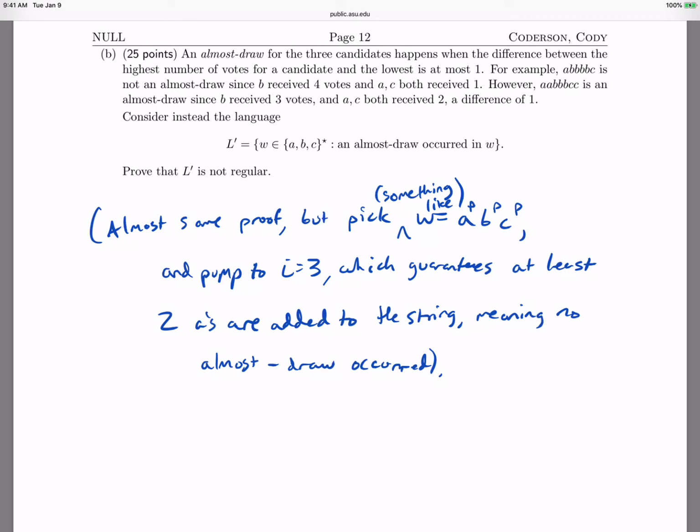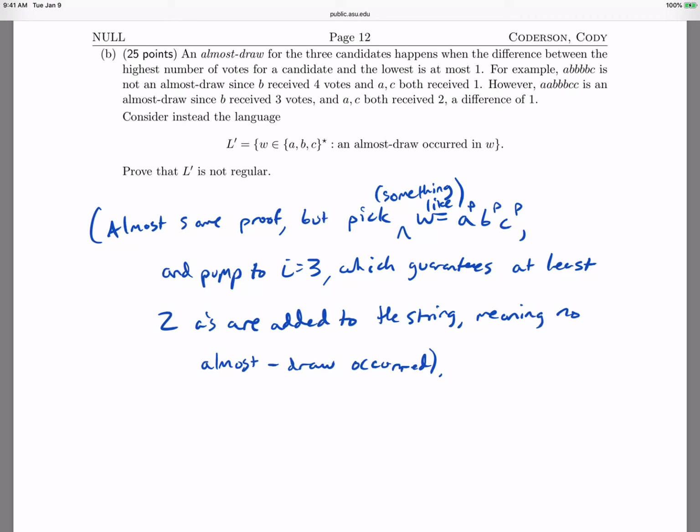So more people got this one closer. They picked the right string, maybe accidentally, by picking A to the P, B to the P, C to the P. That is in this language, but if you picked I equal 2, then I may only add 1 A into the string, and then an almost draw also occurs. If I add only 1 A, then the number of A's is P plus 1, but the number of B's and C's is still P. So an almost draw still occurs. If you choose I equal 3, then you do leave the language. So you have to think a little bit there.